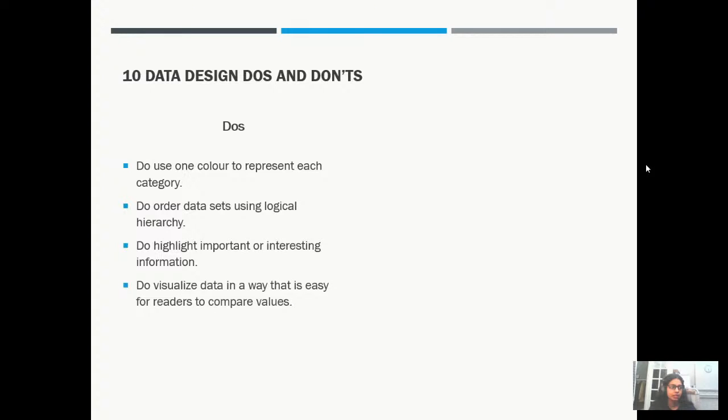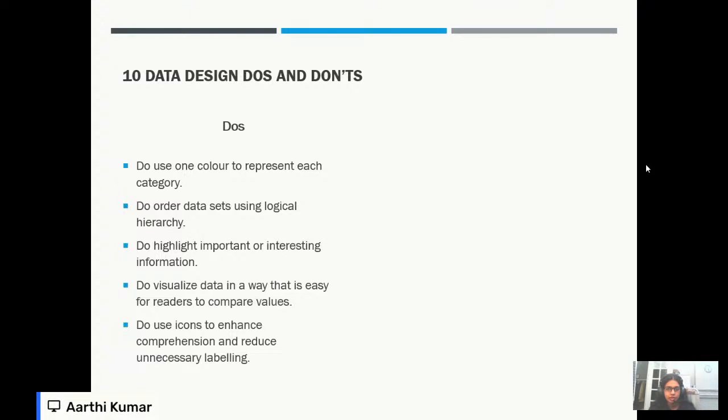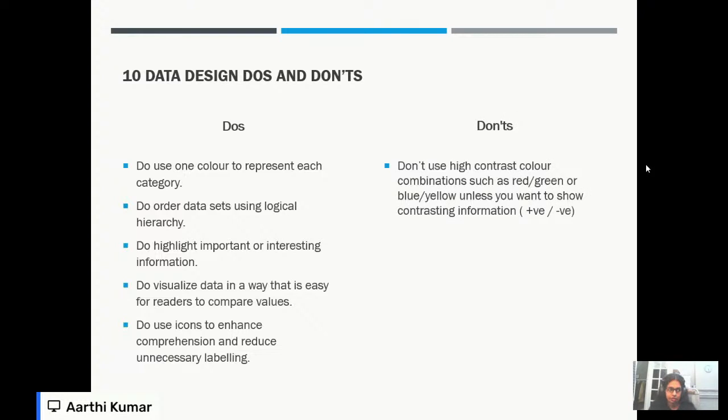Visualize data in a way that is easy for readers to compare values. Use icons to enhance comprehension and reduce unnecessary labeling. Instead of displaying the labels, you can have them as a legend. Don't use high contrast color unless it is absolutely necessary. So use red and green or blue and yellow if you want to show contrasting information. Let's say you want to show sales and sales returns. You can show sales in green and sales returns in red.